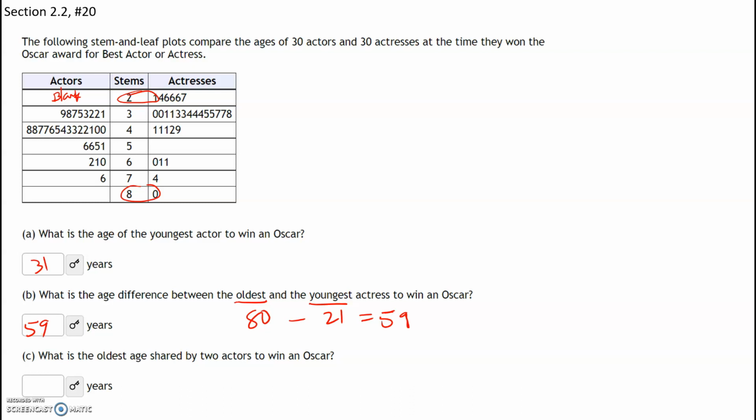And then part C, it says, what is the oldest age shared by two actors to win an Oscar? So we're looking at actors, which means we're looking on the left side here. Shared means we're looking for two actors that won at the same age, and we're looking for the oldest. So I'm going to start from the oldest and work my way down. 76, there's only one person who won at 76. Then we got 60, 61, 62, 51, 55. Now, if you look over here, two actors won at the age of 56. So the oldest age shared by two actors to win an Oscar is going to be 56.